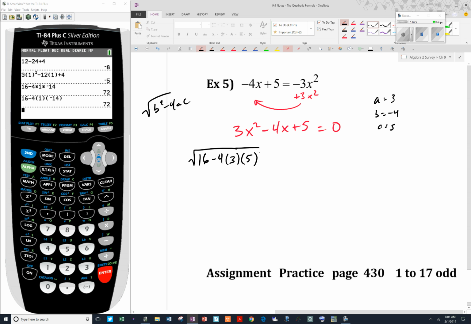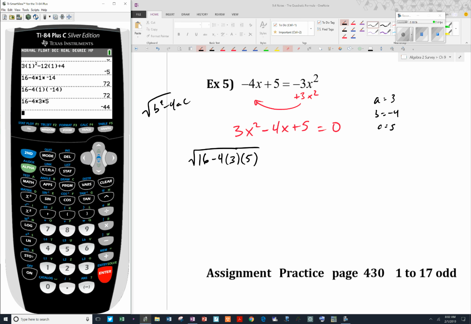We good at this so far? Okay. All right. So now let's find out. I'm going to just do this right on my calculator. 16 minus 4 times 3 times 5. Notice I'm not typing in that big radical. I don't care about that right now because we're going to have to simplify it anyways. Don't do anything with the radical in your calculator. Okay. And I got -44.